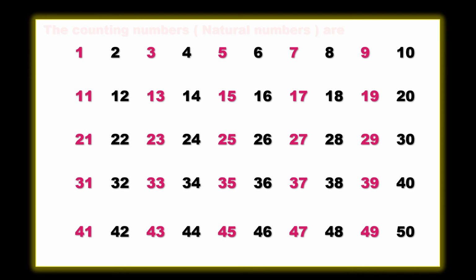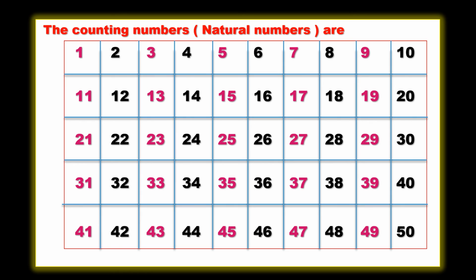If I ask you to count the numbers, you'll start from 1, right? 1, 2, 3, 4 like this. Here I took some counting numbers. The counting numbers are also called natural numbers, which we generally use for counting. Here these alternate numbers like 1, 3, 5, 7, 9, they are all odd. Numbers ending with 1, 3, 5, 7, 9 are odd. Other than these, I can say them as even numbers.